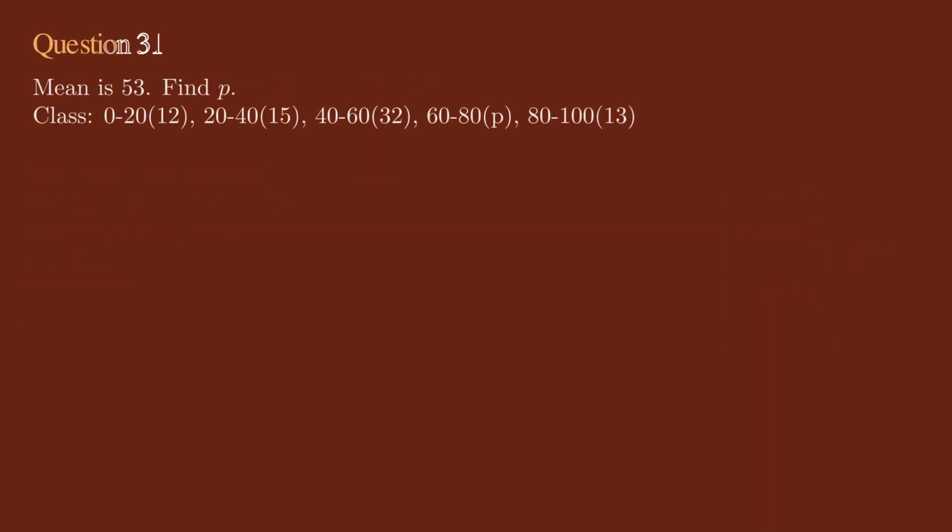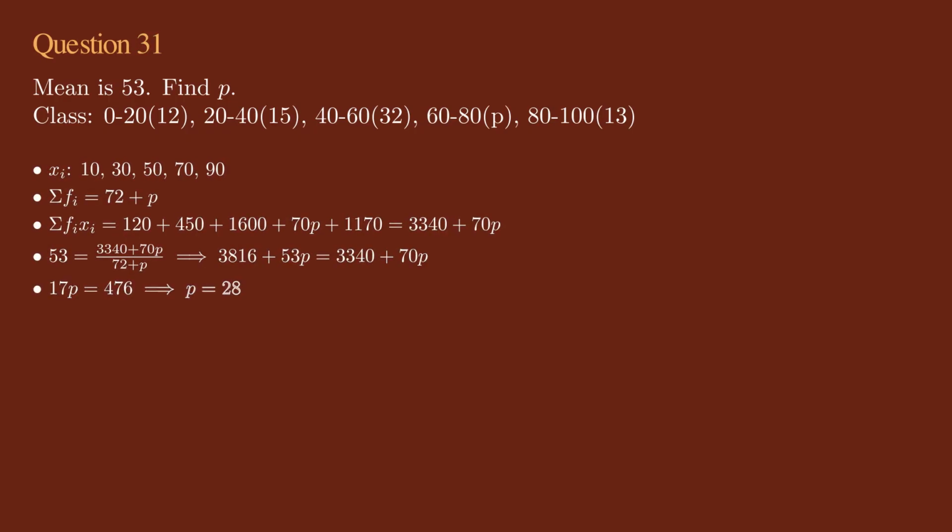Question 31. The mean of the distribution is 53. Find the missing frequency P. First, find the class marks xi. Then calculate fixi. The sum of frequencies is 72 plus P. The sum of fixi is 3340 plus 70p. Equating the mean formula to 53 and solving for P, the value of P is 28.